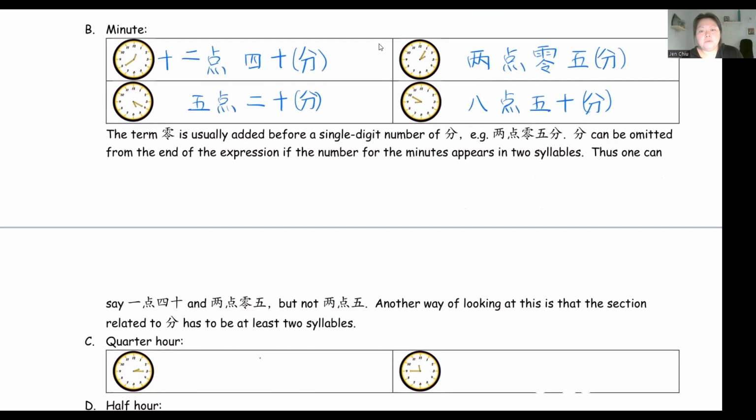single digit number of 分. So for example, 2:05分. So any single digit, 1, 2, 3, 4, 5, 6, 7, 8 分, you need to add the 零. Otherwise, double digit, you don't need the 零, right?